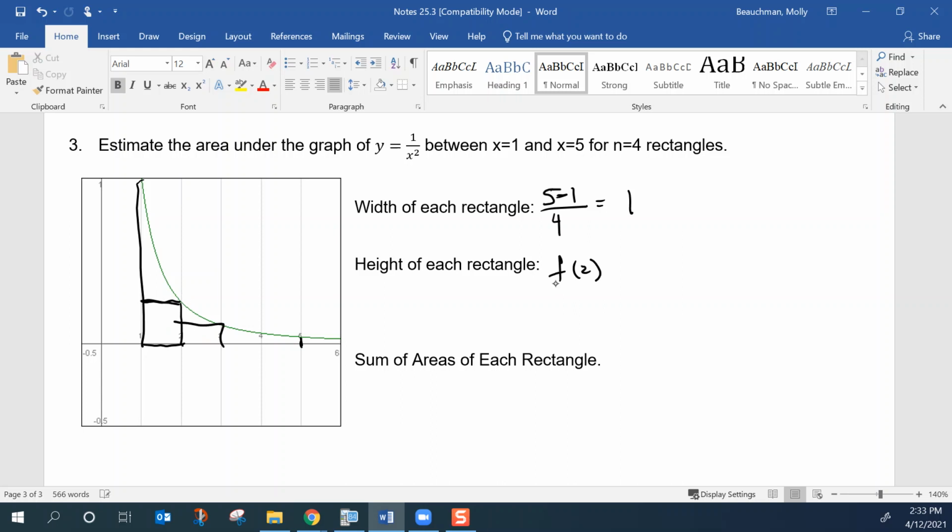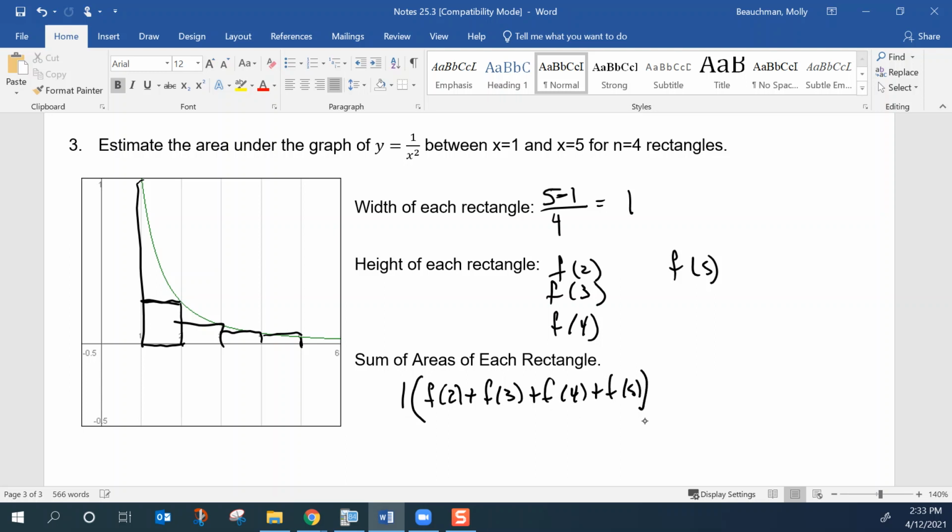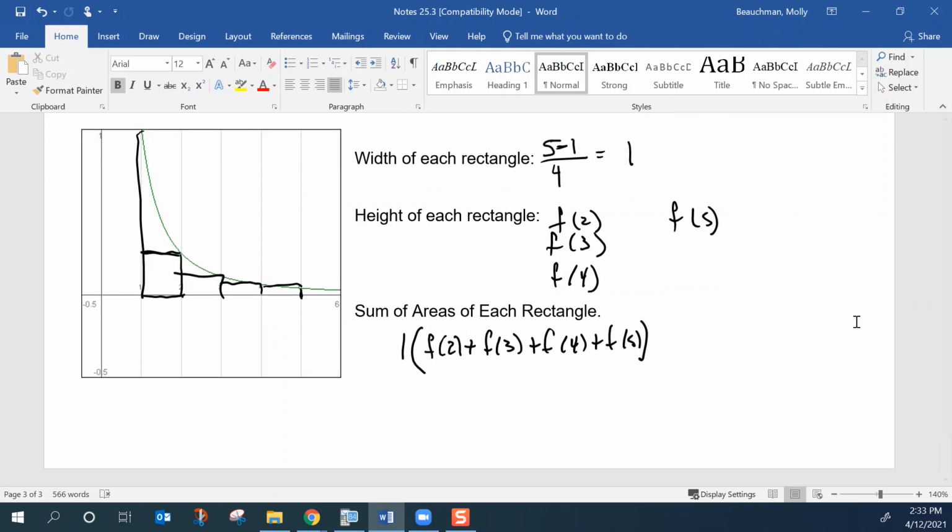f of 3 is the height of the next rectangle. f of 4, and then f of 5. So when you find the sum of the areas, you're going to take the width, 1, times what you get when you substitute 2, 3, 4, and 5 into the formula. All right, so that helps you set up the problems and gives us one way to estimate the area.